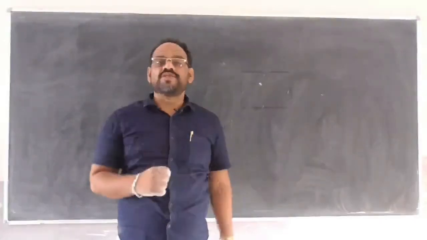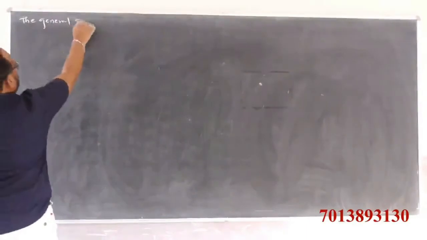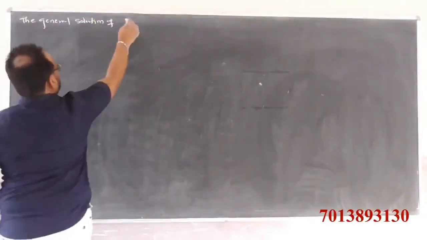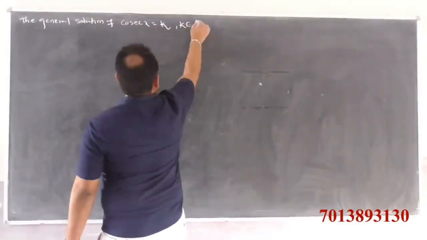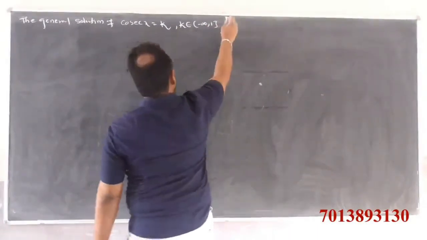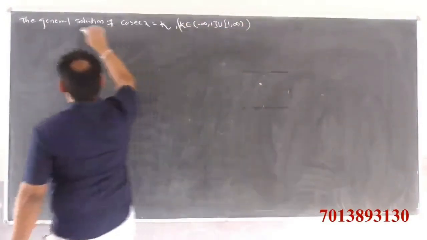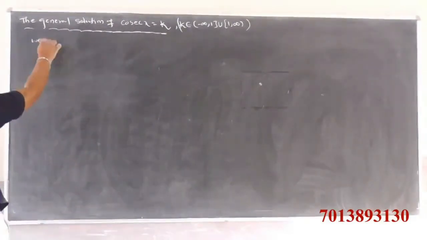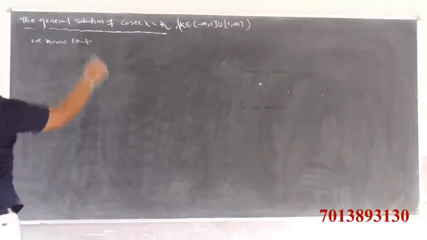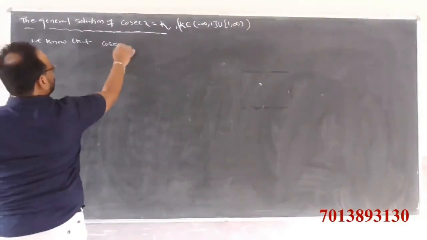Next, the general solution of cosecant x equals k. Clearly, k belongs to minus infinity to minus 1 union 1 to infinity. We want the general solution. We know that cosecant x equals k has a solution.